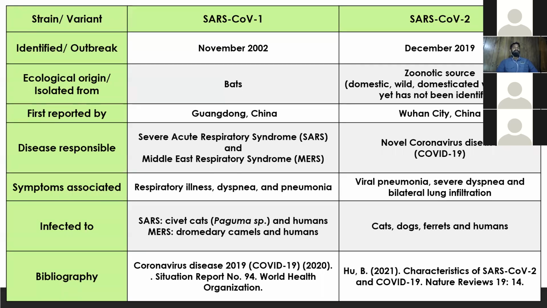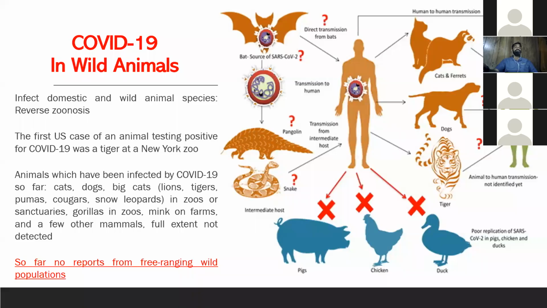SARS. And in SARS CoV-1, civet cats and humans, and MERS, dromedary camels and humans, and CoV-2, cats, dogs, and ferrets, humans are also part of the infection, and there are multiple bibliographies available for both CoV-1 and 2.